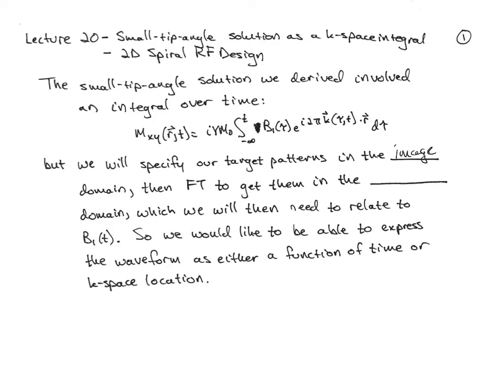And then we Fourier transform to get them to the k-space domain, which we want to then relate to the temporal samples of the RF pulse. So we have some dimensional conversion issues that we need to take care of here. And we'd like to be able to express the waveform as either a function of time or k-space location. We'd like to flexibly be able to go between these two dimensions.